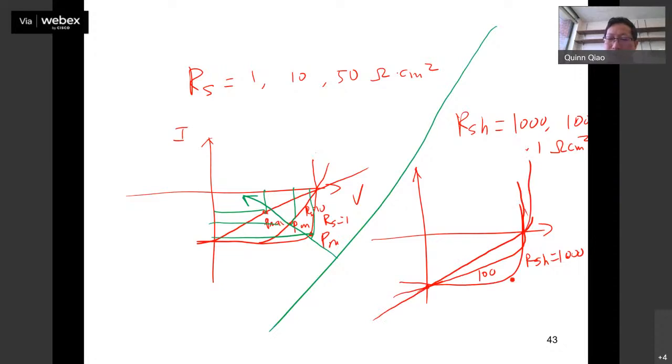And then you see the Pmax again. RSH of 1 is this one, and RSH of 100 is this one. You also go inward. You see that? This one changes more on this side. I should keep this side the same.